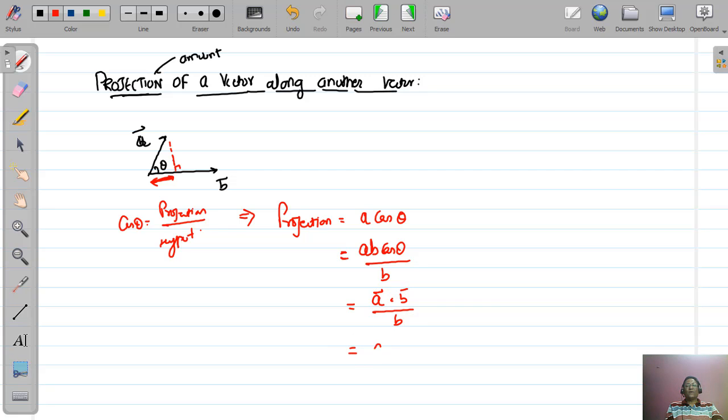It can be written as vector A dot, and what is vector B by B? If a vector is divided by its magnitude, it gives a unit vector of that vector. So we get vector A dot unit vector B. That means if we have to find the projection of A along the B, then we have to take the dot product of vector A with the unit vector of vector B. Then we get the projection of a vector along the other.